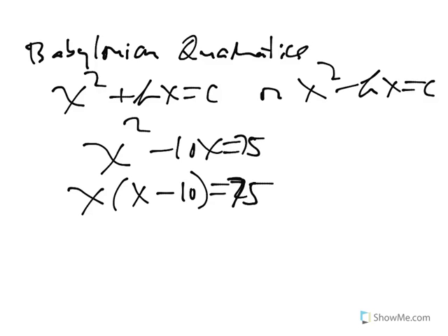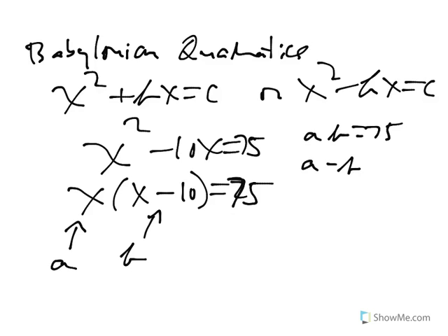In this case, I'll call the bigger one, x is bigger than x minus 10, I'll call that A, and that B. So I'm looking at the question now, AB equals 75, and A minus B equals 10, because A is 10 more than B.